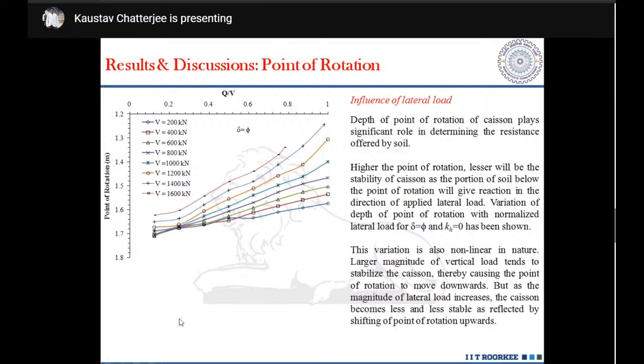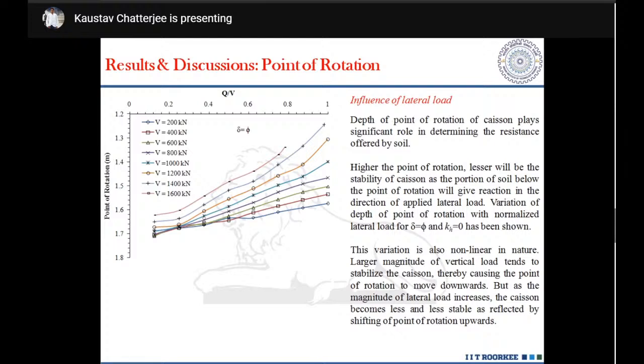This variation is non-linear in nature. A larger magnitude of vertical load tends to stabilize the caisson, thereby causing the point of rotation to move downwards. But as the magnitude of lateral load increases, the caisson becomes less stable, as reflected by the point of rotation moving upwards. So we have to see both cases, because if we increase the vertical load, it provides stability to the caisson, but simultaneously the lateral load is also increasing because it's a function of the vertical load, the Q by V ratio. So that's why it will again move upwards, creating more instability to the caisson.